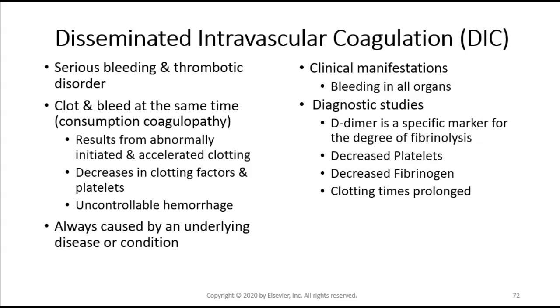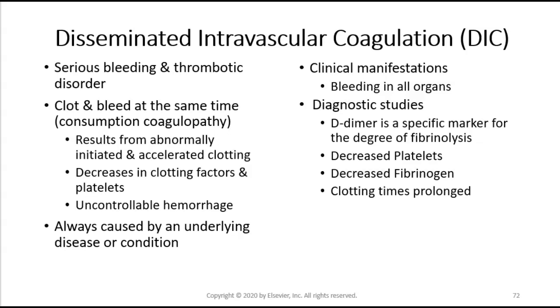So how do we diagnose it? The D-dimer, that lab we read about and have talked about a couple times already. And then you would see their labs would also have decreased platelets, decreased fibrinogen, but prolonged clotting times. So those are the labs that you're specifically looking for. DIC never comes on its own. It always comes because of something else. And we know that the number one cause is sepsis.